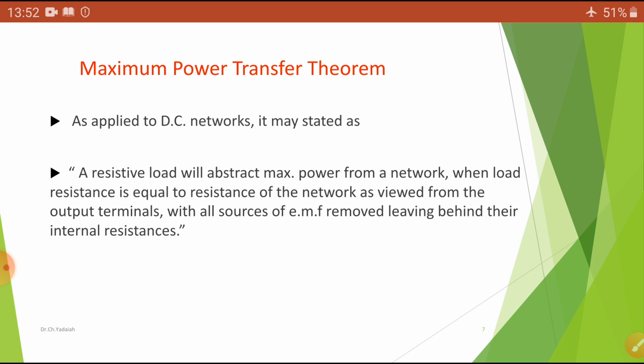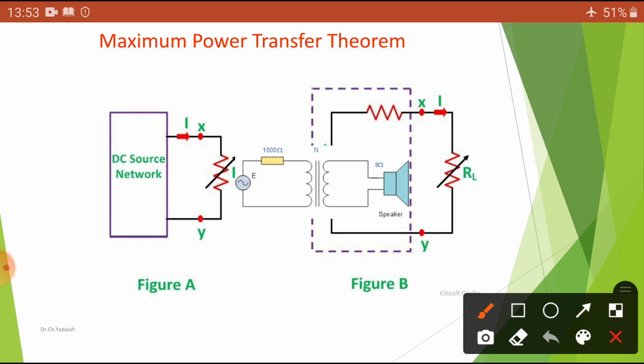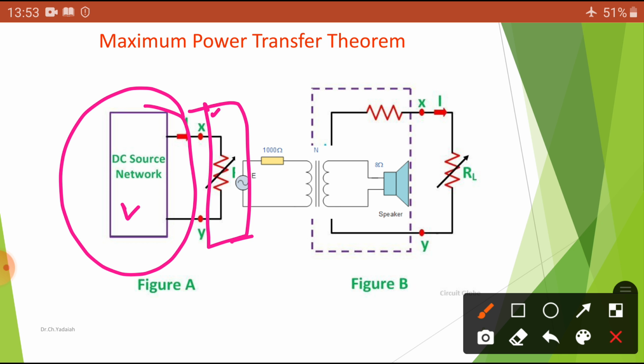So let us see it in a circuit way. You can see here what you are seeing. This is a DC network, and X and Y is the load terminal. This is one complex circuit, for example. So this is converted into a simple Thevenin's equivalent circuit.